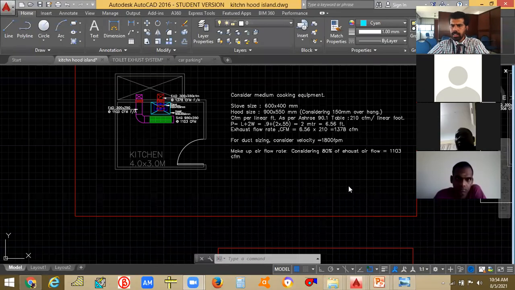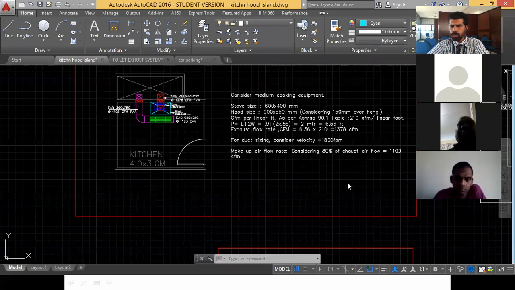Can you see the AutoCAD? What you are seeing right now? Can you see the AutoCAD? Okay.